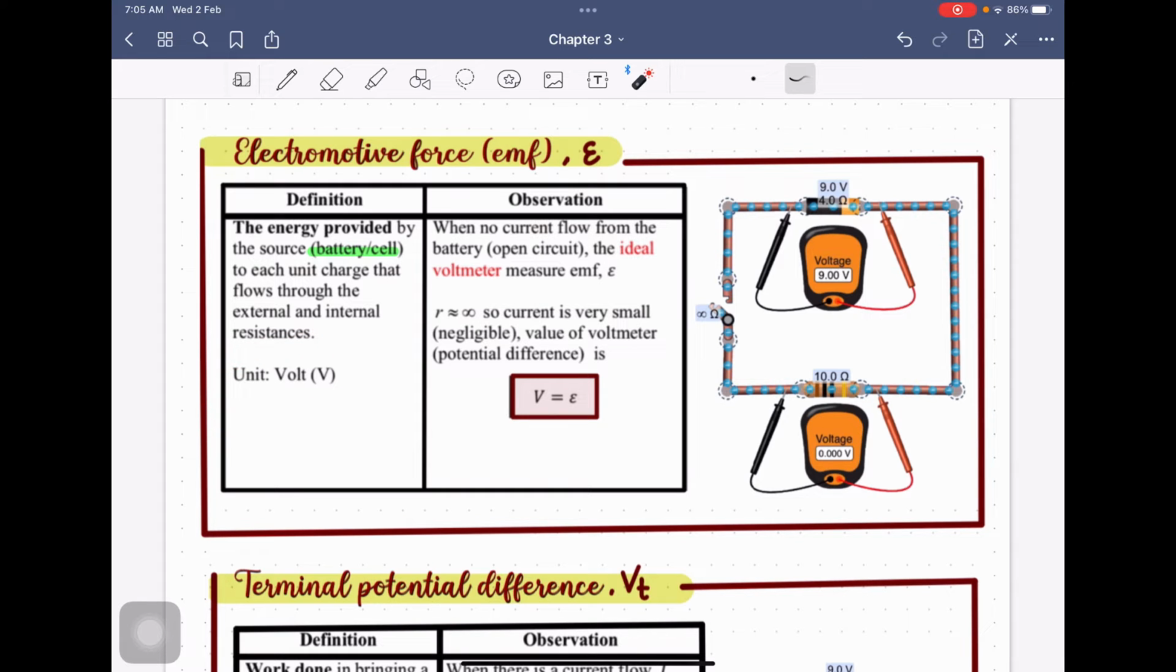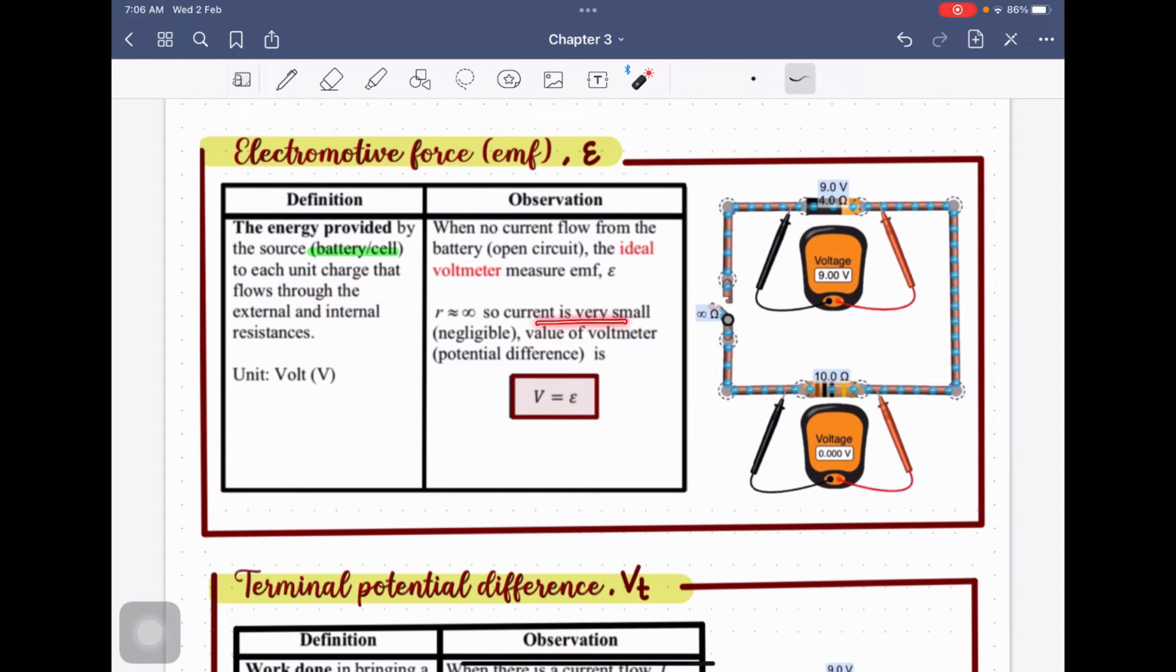Okay, so contoh kita buat eksperimen. Okay, apa yang akan kita dapati? Okay, when no current flow from the battery. Okay, contohlah kan kat sini kita ada battery. Okay, kita connectkan dengan battery. Okay, tapi apa yang kita buka, kita open the circuit. Alright, so means that current tak akan flow lah dekat bahagian ni. Okay, the ideal voltmeter akan measure apa? Dia akan measure EMF. Kenapa dia measure EMF?